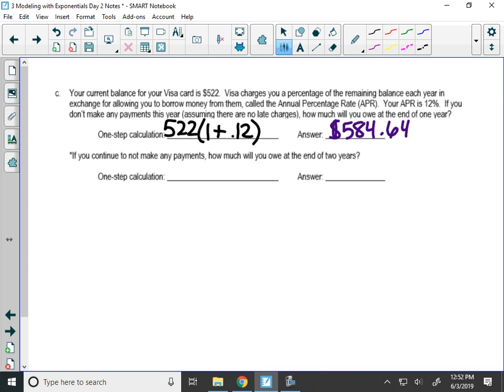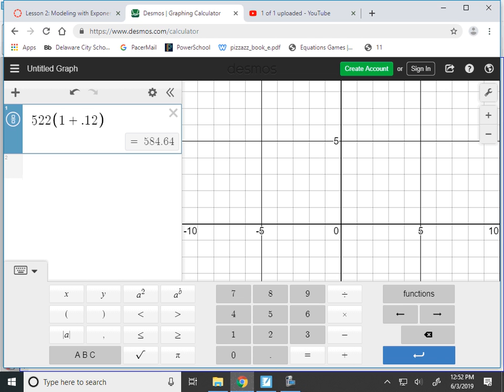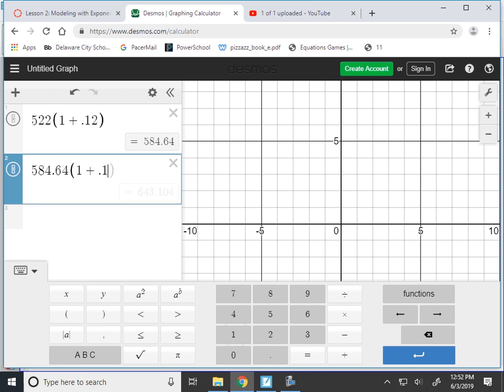Now here's the thing, say you don't make any payments still for a whole other year. How much will you owe at the end of 2 years? Well, your new current balance is $584.64. That was your balance after 1 year. Now they're charging you interest on that, and it's still 12% interest. So when I calculate this, I'm going to take the $584.64 and now multiply that by 1.12. And now you owe $654.80 when you round.